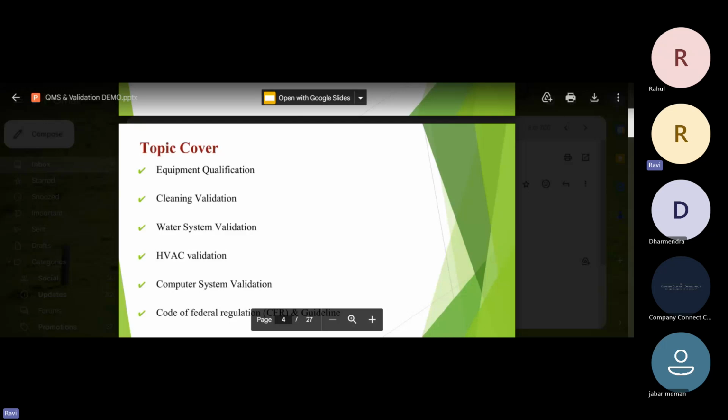Various stages will come, like preparation of the URS, design qualification, installation qualification, performance qualification. As per the written protocol, we need to execute, and finally the outcome of the qualification we need to mention in the relevant reports. So this is with respect to equipment qualification.